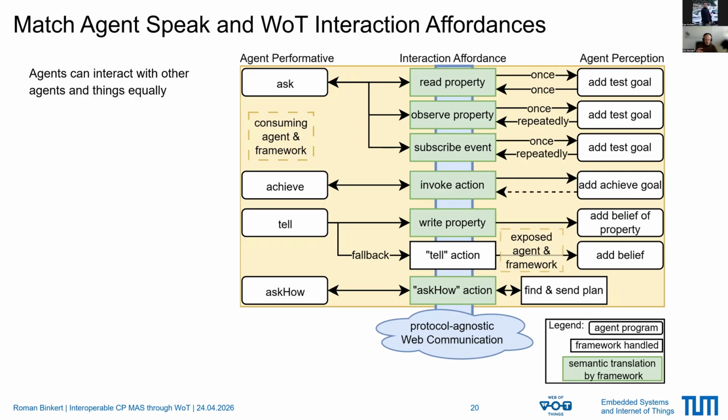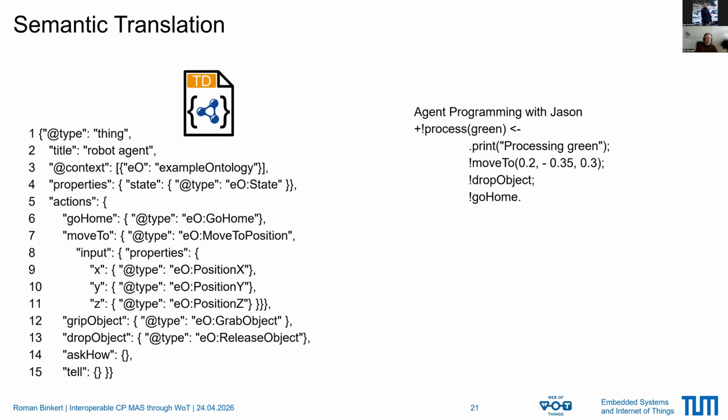Like this, we can already enable agents to interact on a Web of Things base layer, basically. And therefore, we can also get all the benefits from Web of Things regarding the protocol agnostic communication. But since we are using the thing description, we are also able to use or introduce a semantic translation, like I mentioned already. And this, again, I want to briefly show here. So the agent internally has this plan, like on the right side.